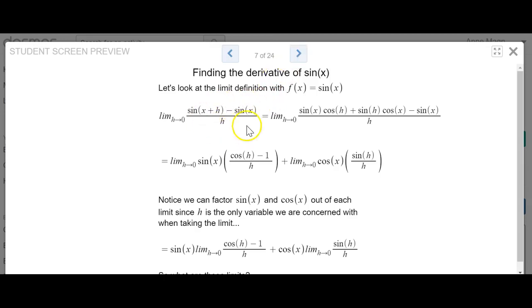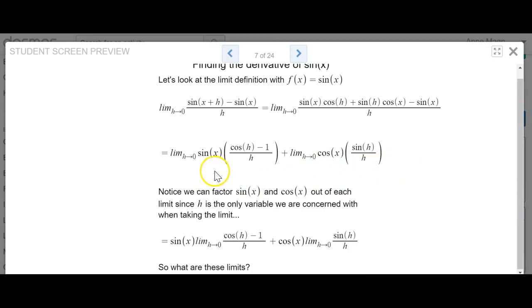So here's my difference quotient with h, and here's where I'm going to use the angle sum formula on the sine of x plus h. I get the sine of x cosine h plus sine h cosine x. And then I'm going to factor sine x out of the first and last term, and I'm going to factor cosine x out of this middle term and break this up into two limits.